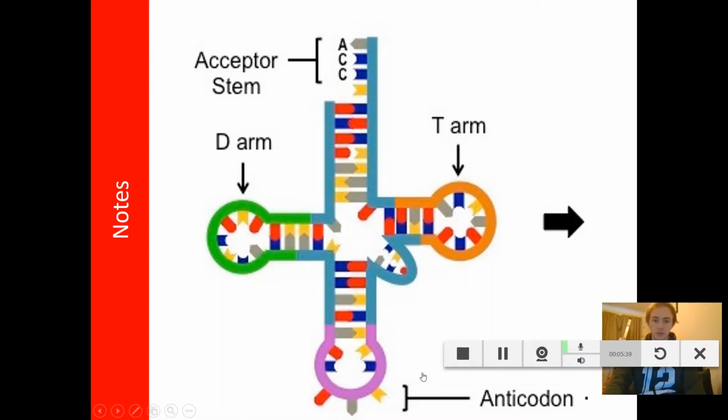And at the bottom is this anticodon. Now the anticodon is just 3 bases. They could be any base, they could be A, U, C or G, and they just stick out the bottom here. And so that's what an anticodon is. It's going to be very important, it's a key term. So you can say that an anticodon is a set of 3 bases sticking out of a tRNA molecule.